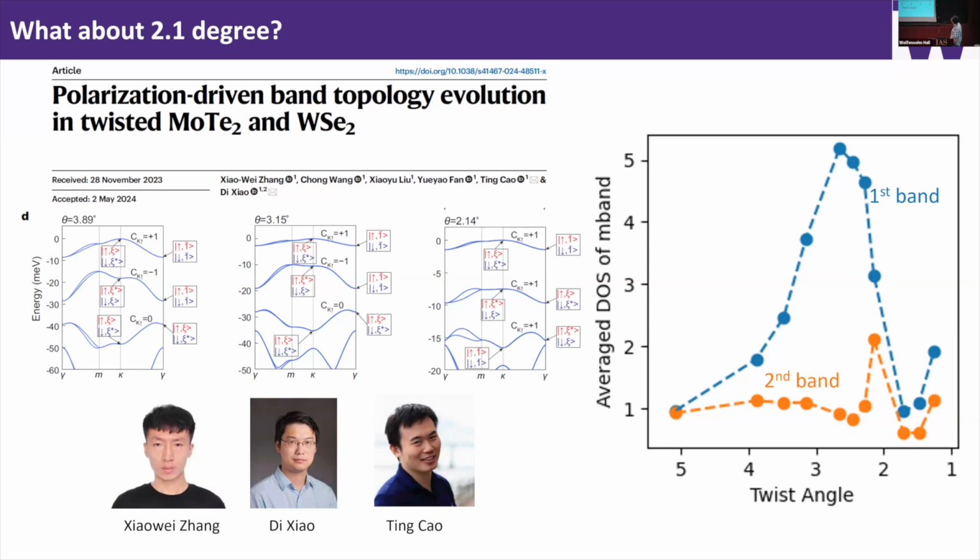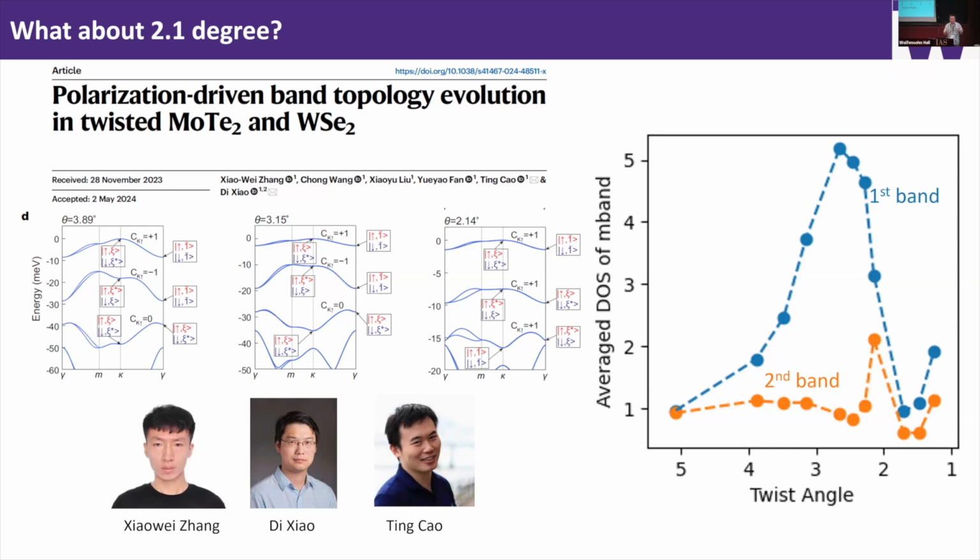The blue dots represent the first Chern band. The orange is from the second Chern band. And the horizontal axis is just twist angle. So we see that for the first Chern band, there's a range of angle with really large dots, between near 4 degrees all the way to 2 degrees, so the dots are large.